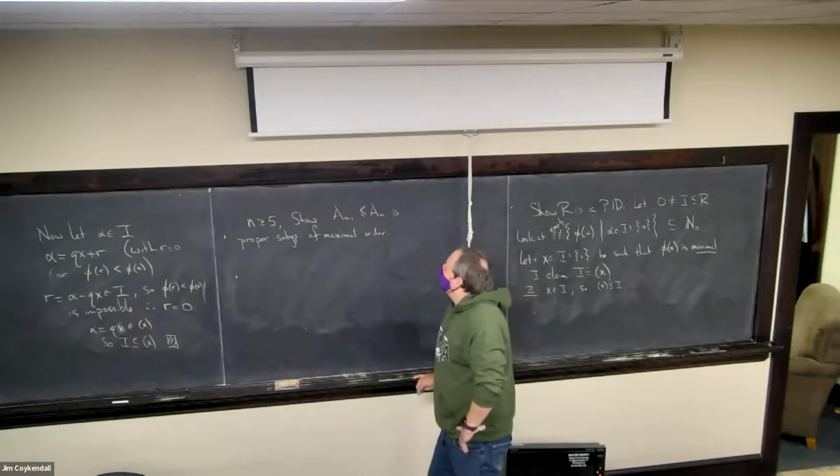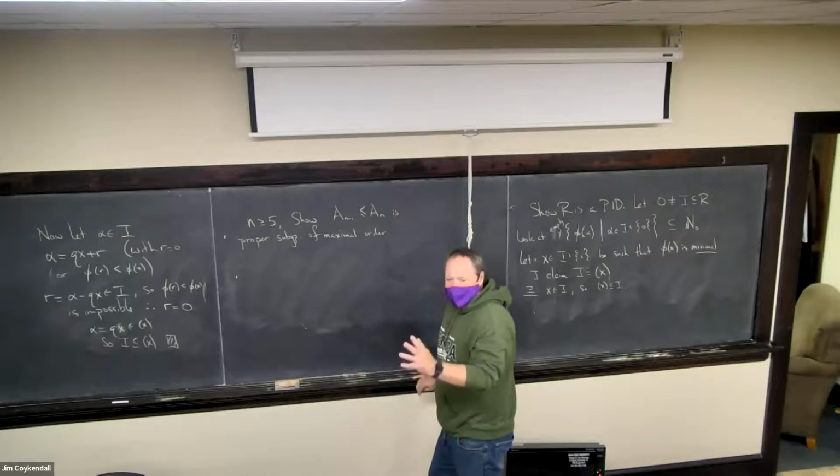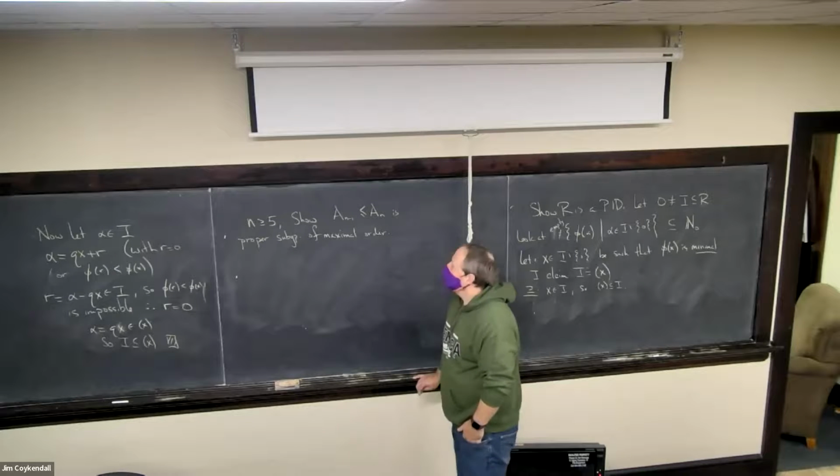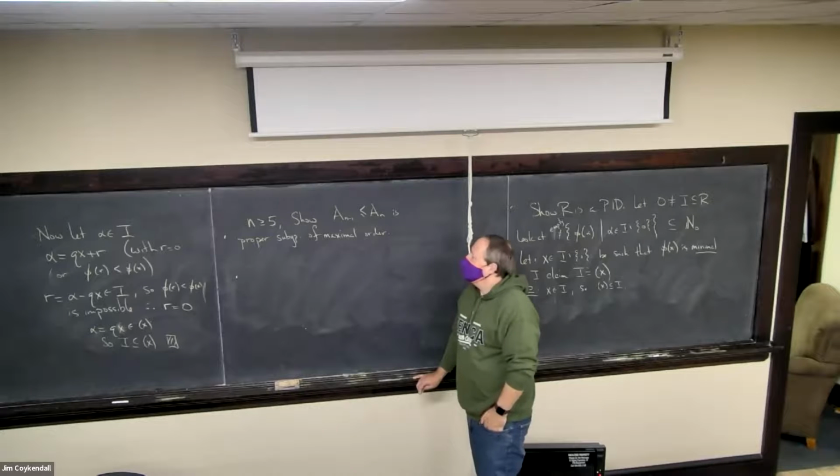I think it's not true for 4, right? Because A4 has order 12 and A3 has order 3. But A4 actually has a subgroup of order 4, which is too big. Yes. I have a clarifying question. What does the subgroup of maximum order mean?